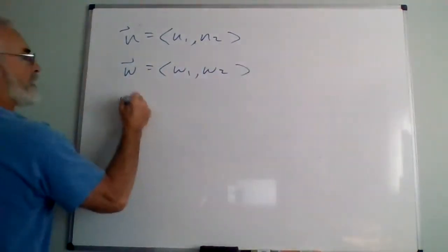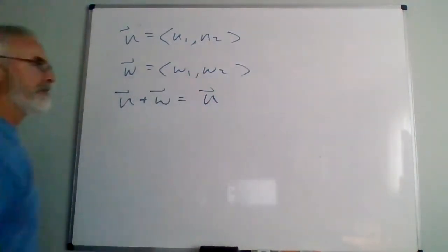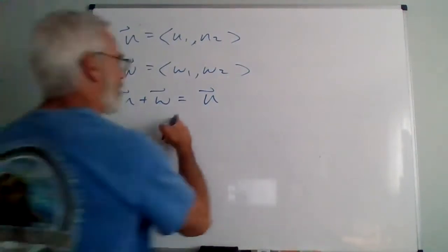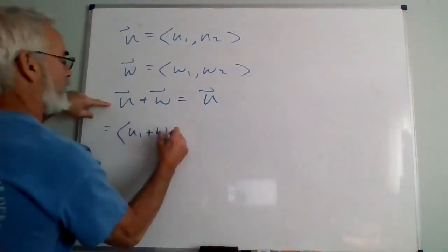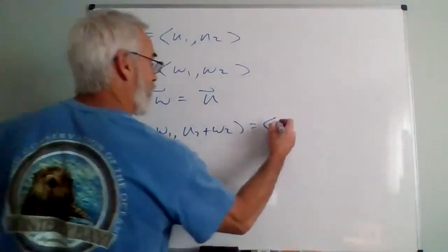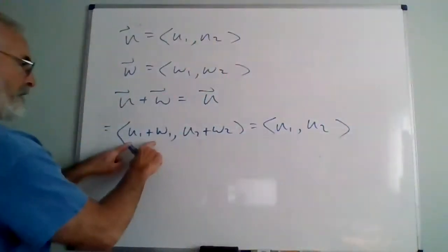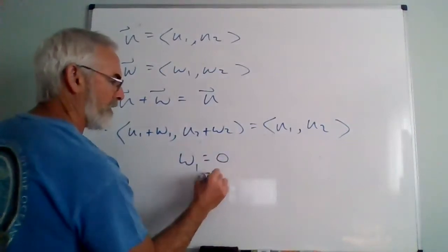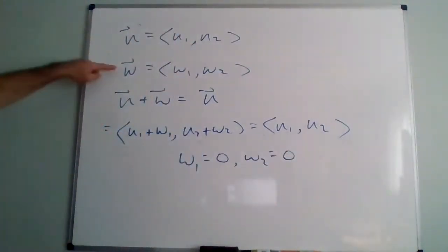Here's what I want. I want U plus W to equal... is there a vector that acts like an additive identity? Well, let's see, what would this be? According to my definition, this would be U1 plus W1 comma U2 plus W2, and I want it to equal U1 comma U2. Well, how can U1 plus W1 equal U1 unless W1 equals 0 and W2 equals 0? Oh, I think we figured it out.